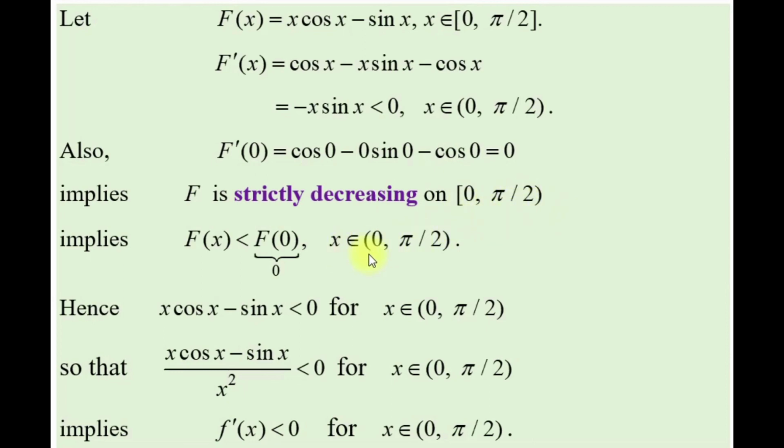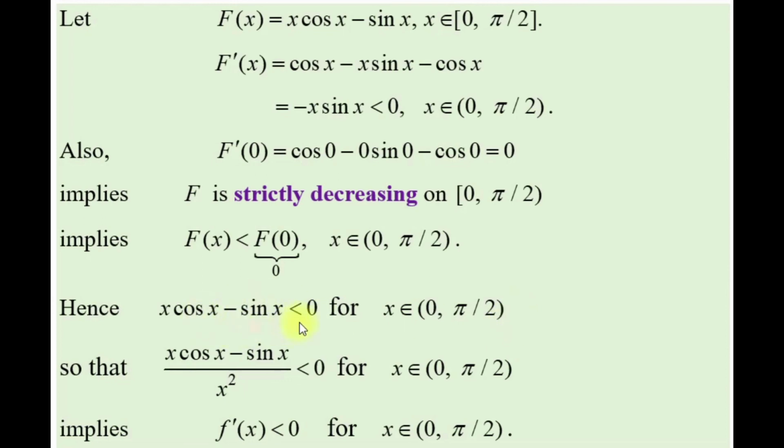So if we choose x belongs to open interval 0 pi by 2, then x greater than 0, capital F is decreasing, so that capital F of x less than capital F of 0. What is capital F of 0? F of 0 is 0 from here. So we get capital F of x less than 0 on x belongs to open interval 0 pi by 2. What is capital F of x? x cos x minus sin x. So x cos x minus sin x less than 0 for x belongs to open interval 0 pi by 2.